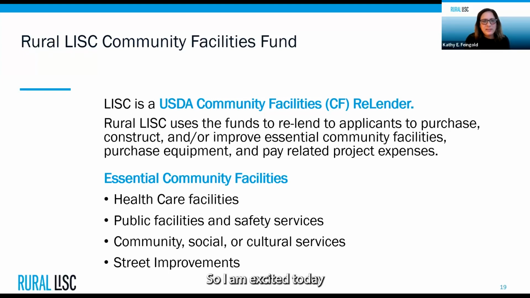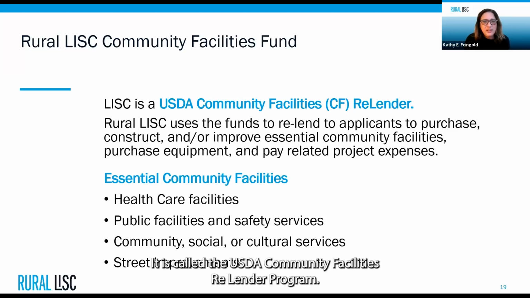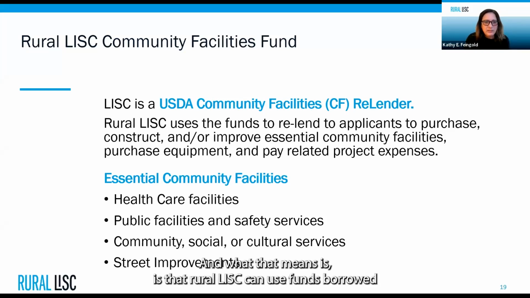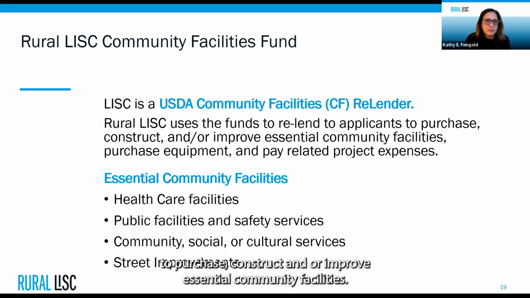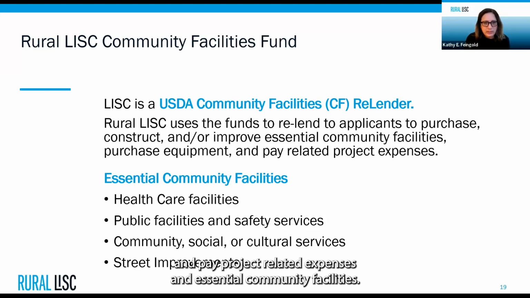So I am excited today to have an opportunity to talk about a product that we really would love to use more. It is called the USDA Community Facilities Relender Program. And what that means is that Rural LISC can use funds borrowed from the USDA to relend to applicants in rural communities to purchase, construct, and or improve essential community facilities. I think we say here we can also purchase equipment and pay project-related expenses.